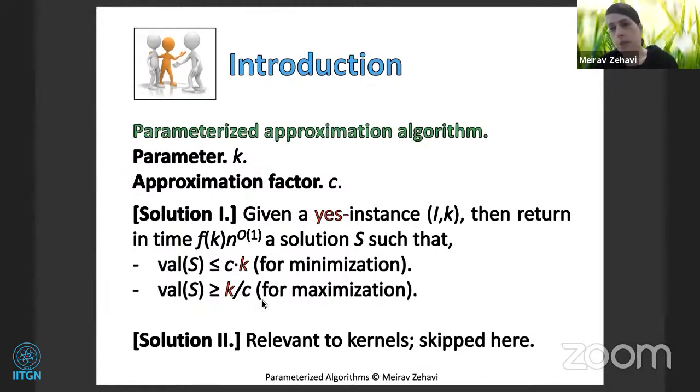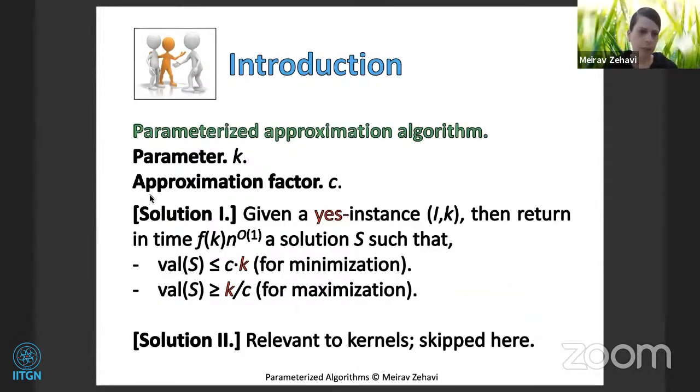Okay, so here you can see that k is important. If k was equal to 1, it's not that we need to find a c approximate solution to the problem, right? k plays a role in this definition. So this is the definition we are going to work with in this talk and the next one.